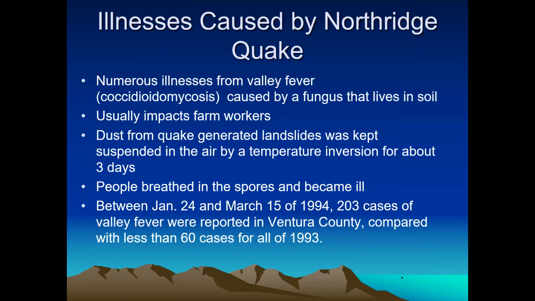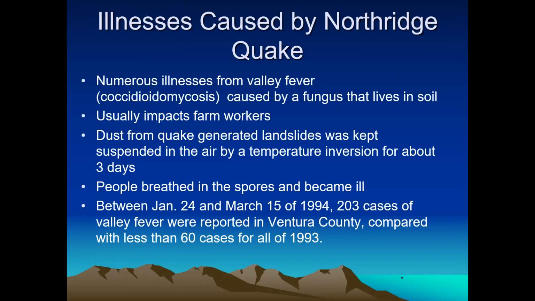Then there can also be sicknesses. That was realized after the Northridge earthquake. After the Northridge earthquake, several months after the earthquake occurred, there were all these people that were flooding into the emergency rooms with, they felt like they had a bad case of the flu, they were coughing, they had fevers. It turned out that they had valley fever. Valley fever is not unknown. It happens in the Central Valley, and it usually impacts farmers because farmers are out tilling the soil. It's always dusty. They're breathing this in, and the organism that causes valley fever lives in the soil.